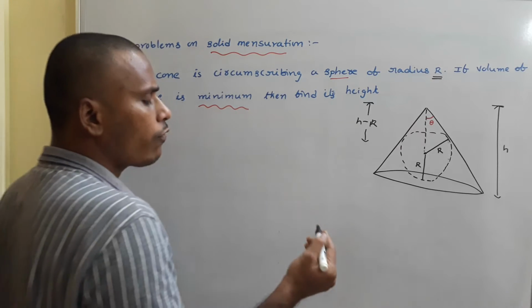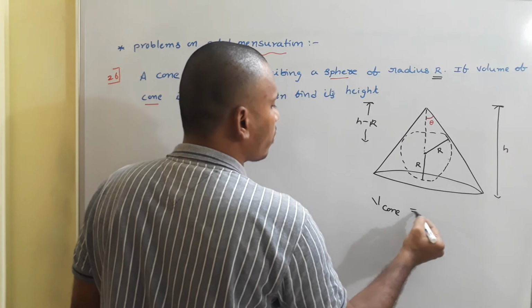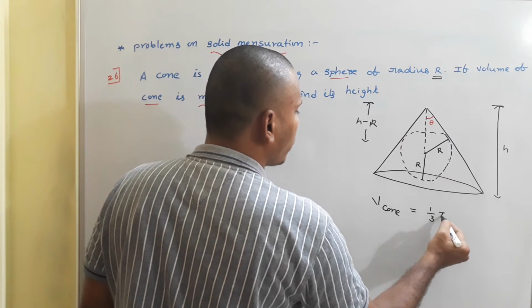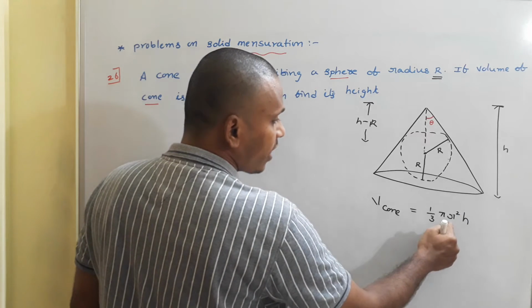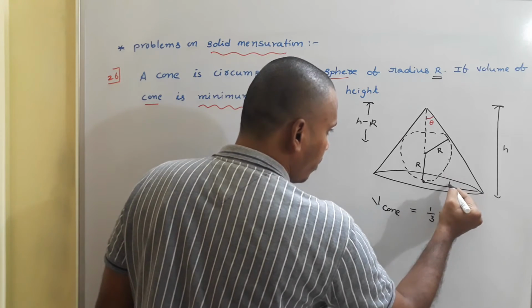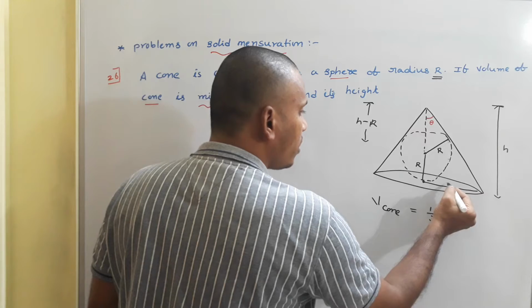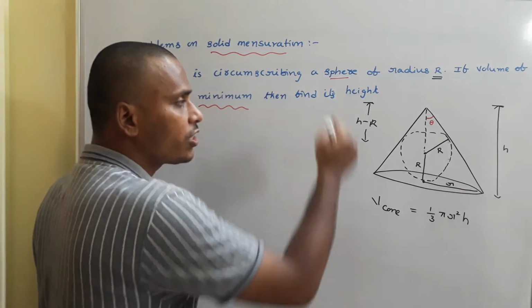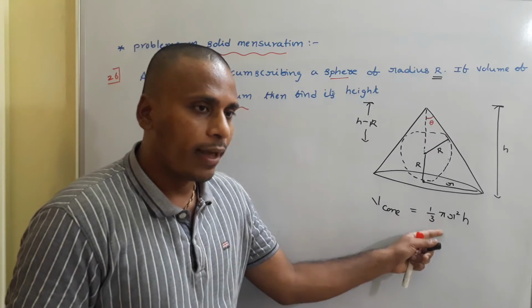What is the formula for the volume of a cone? The formula for the volume of the cone is 1/3 pi r square h, where r is the base radius of the cone. The base of the cone is also a circle and that base radius is the small r, whereas h is the height of the cone. So this is the volume and we need to maximize this.